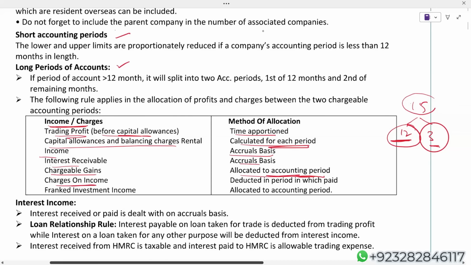Charges on income means simply qualifying charitable donations, deducted in the period in which paid. There's a possibility that in the first 12 months the company did not pay any qualifying charitable donation, and let's say the company has only paid it in the last 3 months. So qualifying charitable donations are deducted in the period in which they are paid. Franked investment income is the dividend income coming from non-associated companies, allocated to the accounting period. If you are receiving dividends from non-associated companies in the first 12 months, consider it in the first 12 months. If you're getting the dividend from non-associated companies in the last 3 months, then take it in the last 3 months.